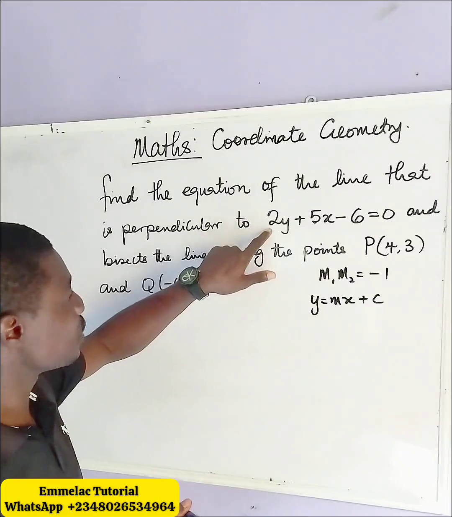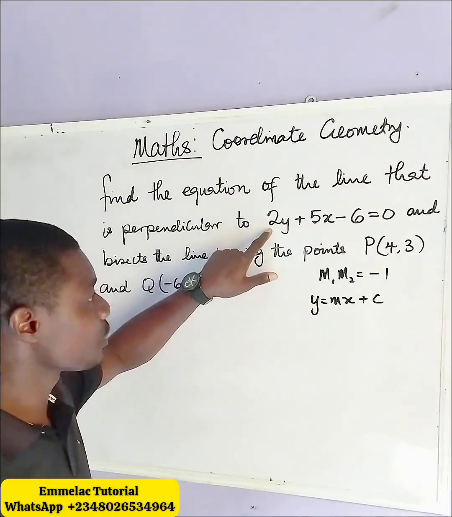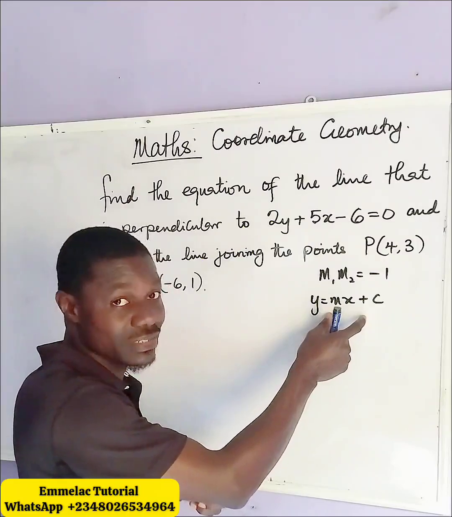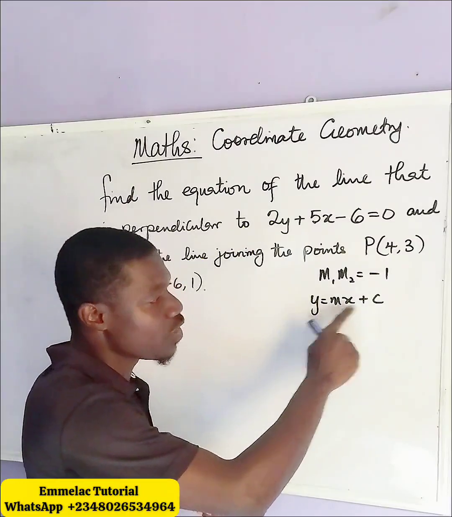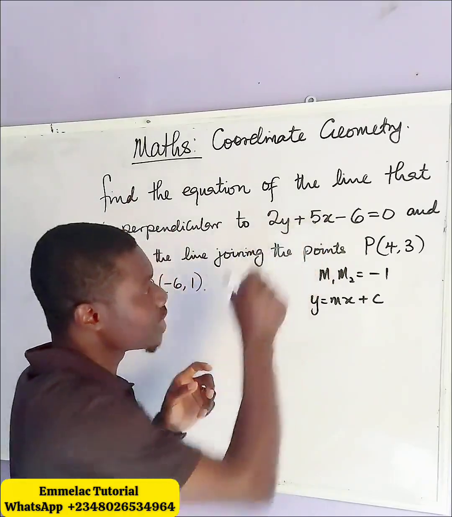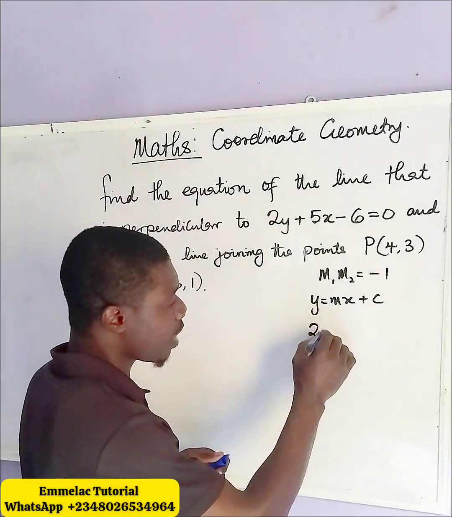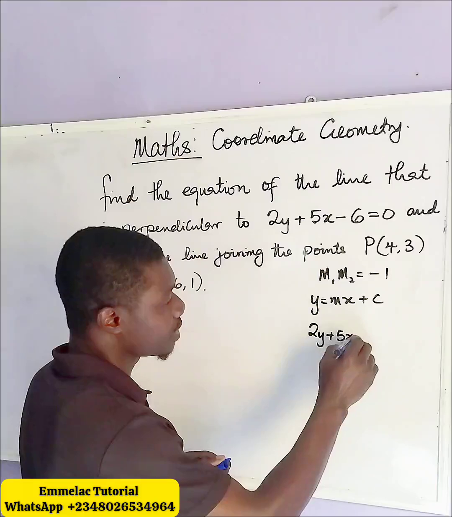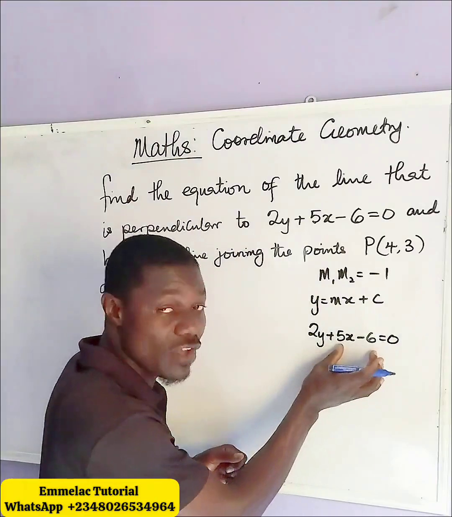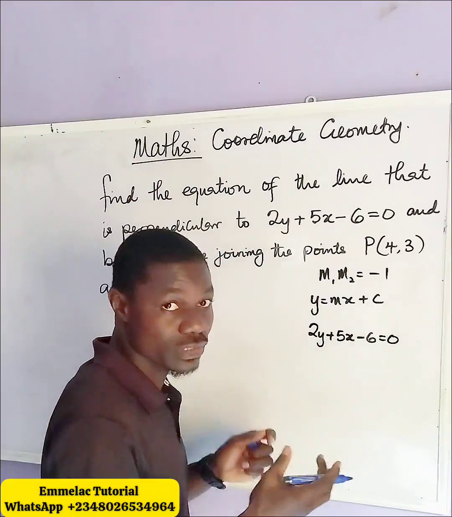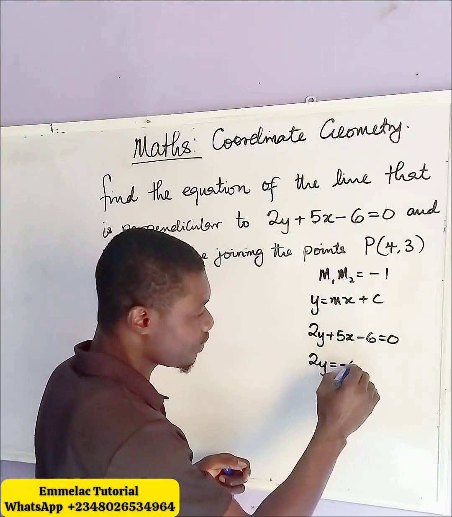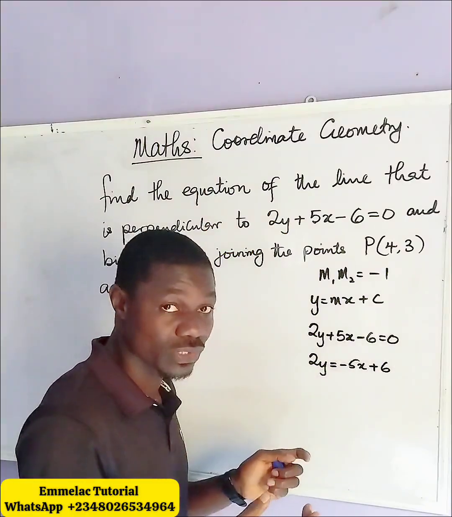Here we have the equation to which the line is perpendicular. Now let us transform this equation to this form so that we should be able to get the gradient. Here, m is the gradient, while c is the intercept on the y-axis. So here we have 2y plus 5x minus 6 equals 0. Let's take 5x minus 6 over to the right hand side. So we have 2y equals negative 5x plus 6.